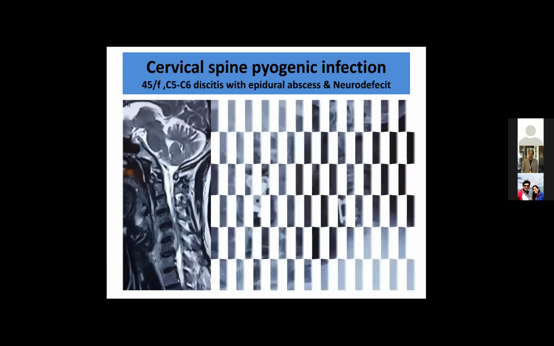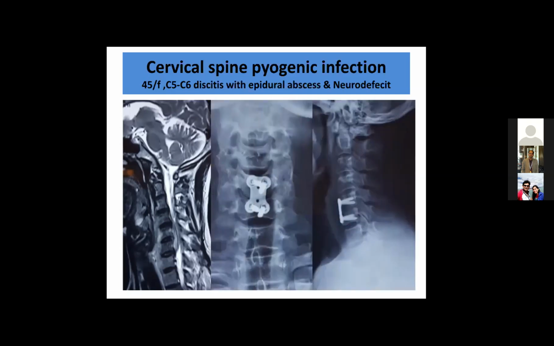This is a case of a 45-year-old female with C5, C6 discitis with epidural abscess and neurological deficit. We went in, we did an anterior cervical discectomy, drainage of epidural abscess, and plating. So patient settled with appropriate IV antibiotics.